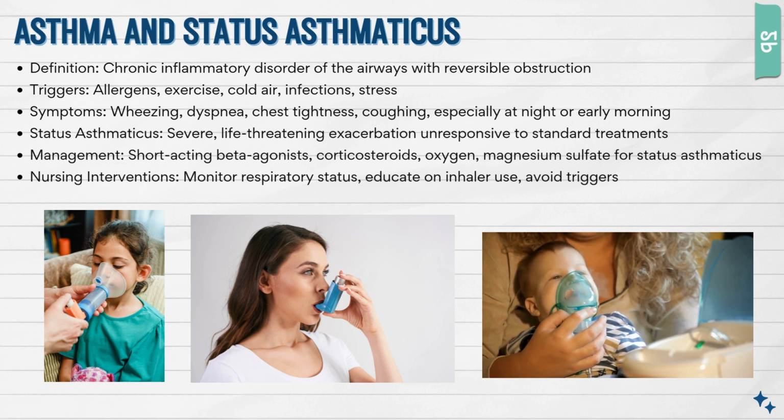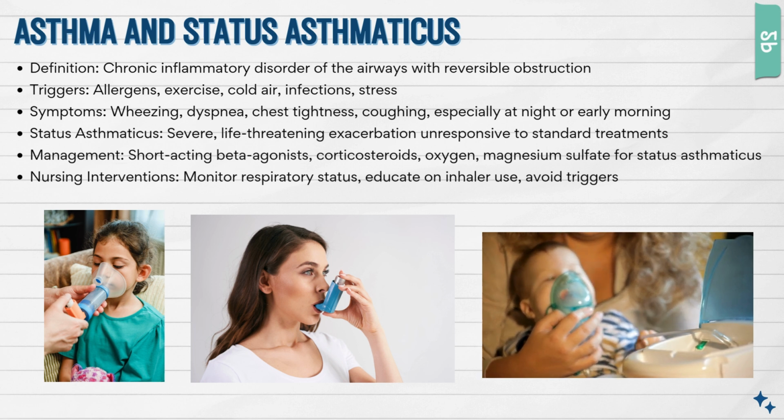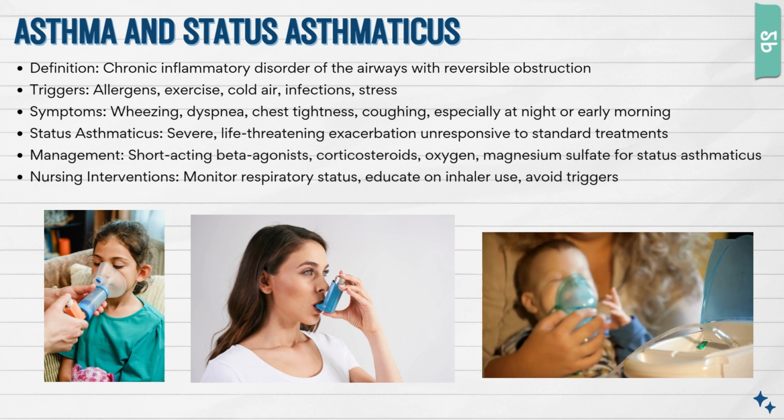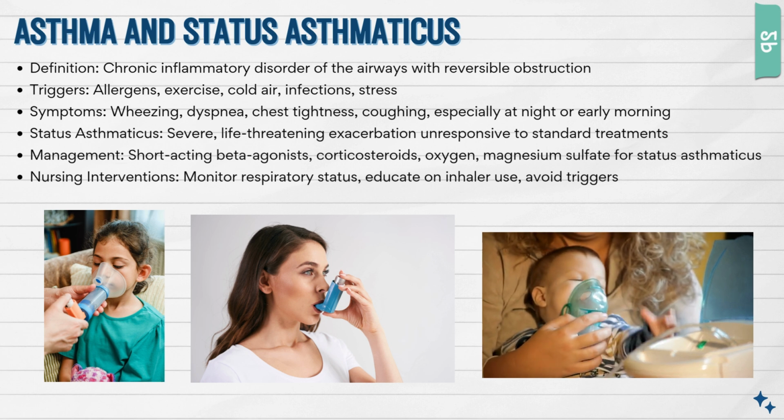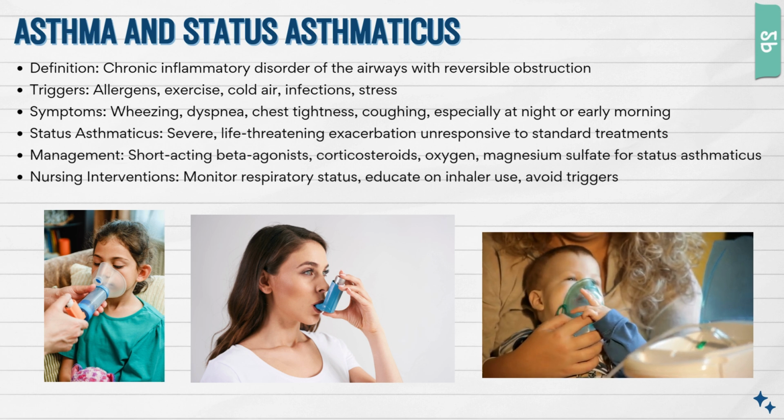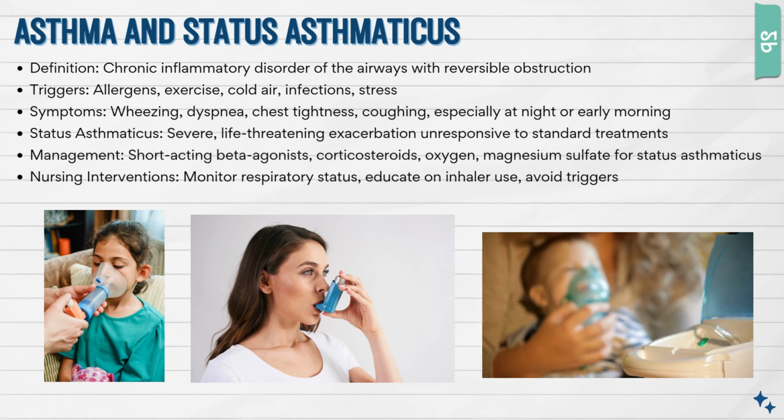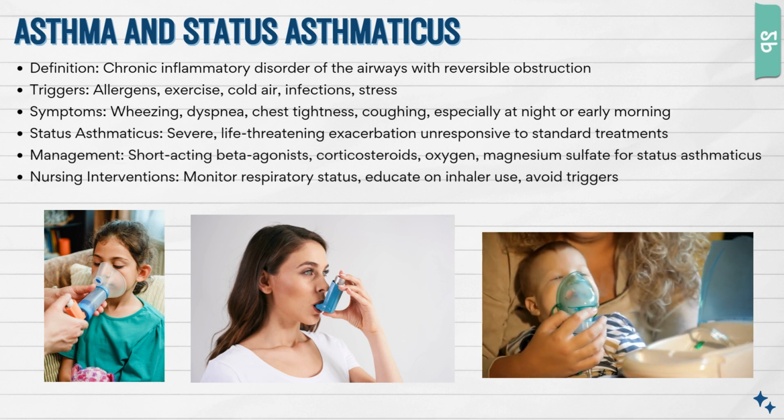You already should know about asthma, okay? But what's the difference between that and status asthmaticus? If you have asthma, you should probably already know all of this. So asthma is a chronic inflammatory condition, okay? That's where the airways have episodic reversible airflow obstruction. So like swelling, inflammation, obstruction, shrinkage of the airway, okay?